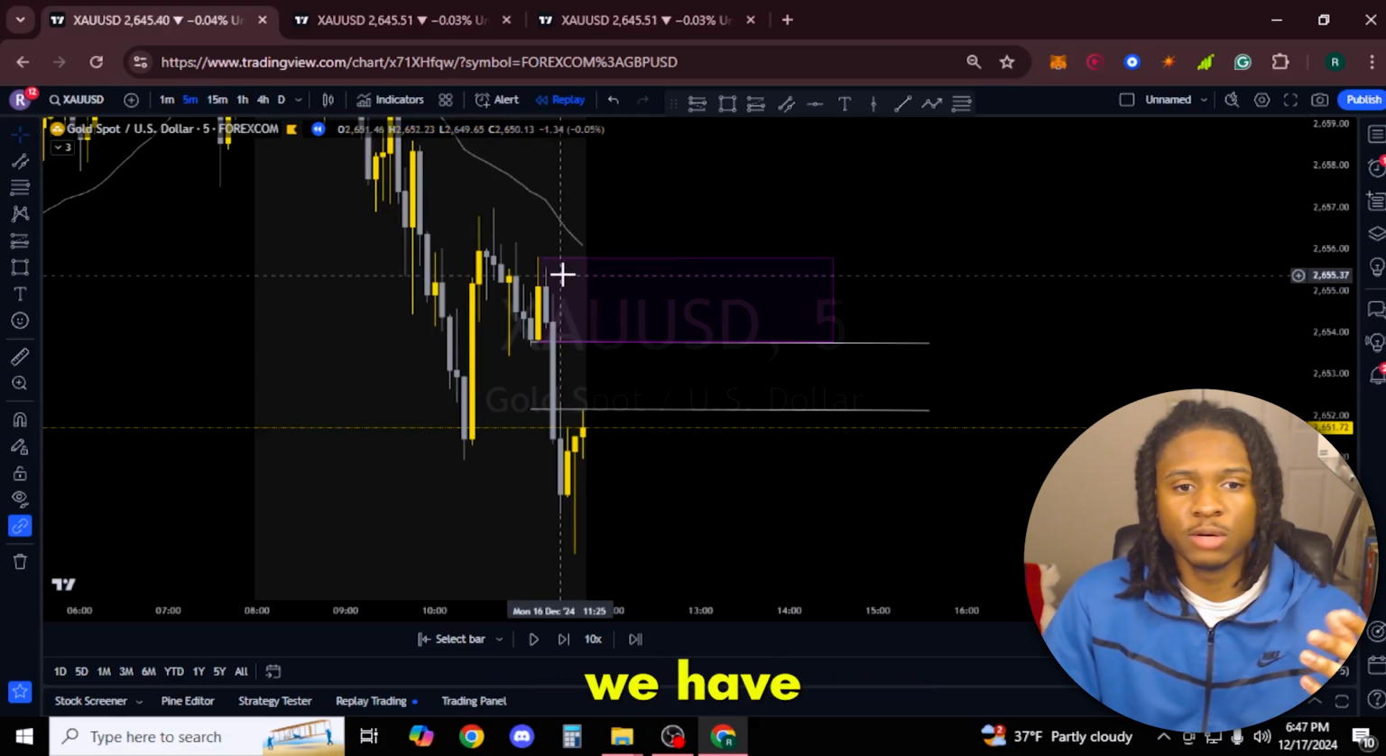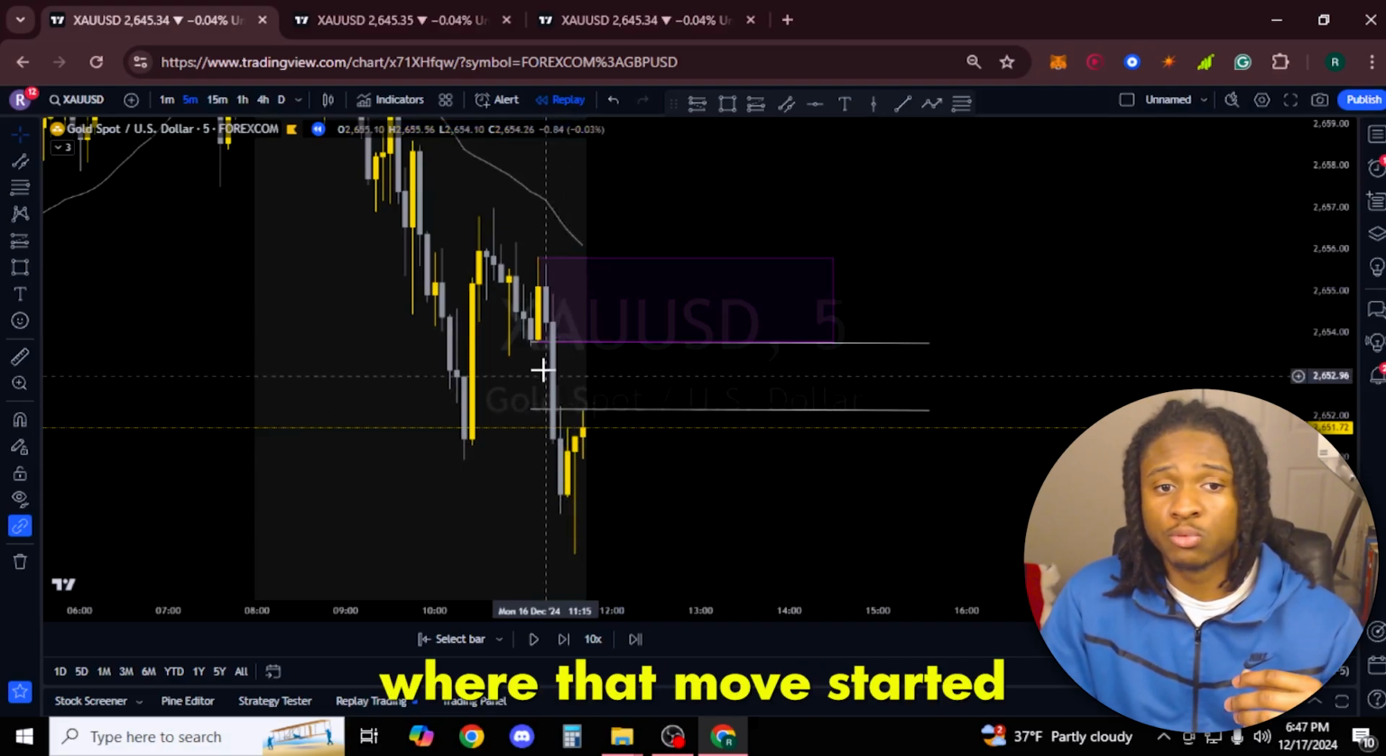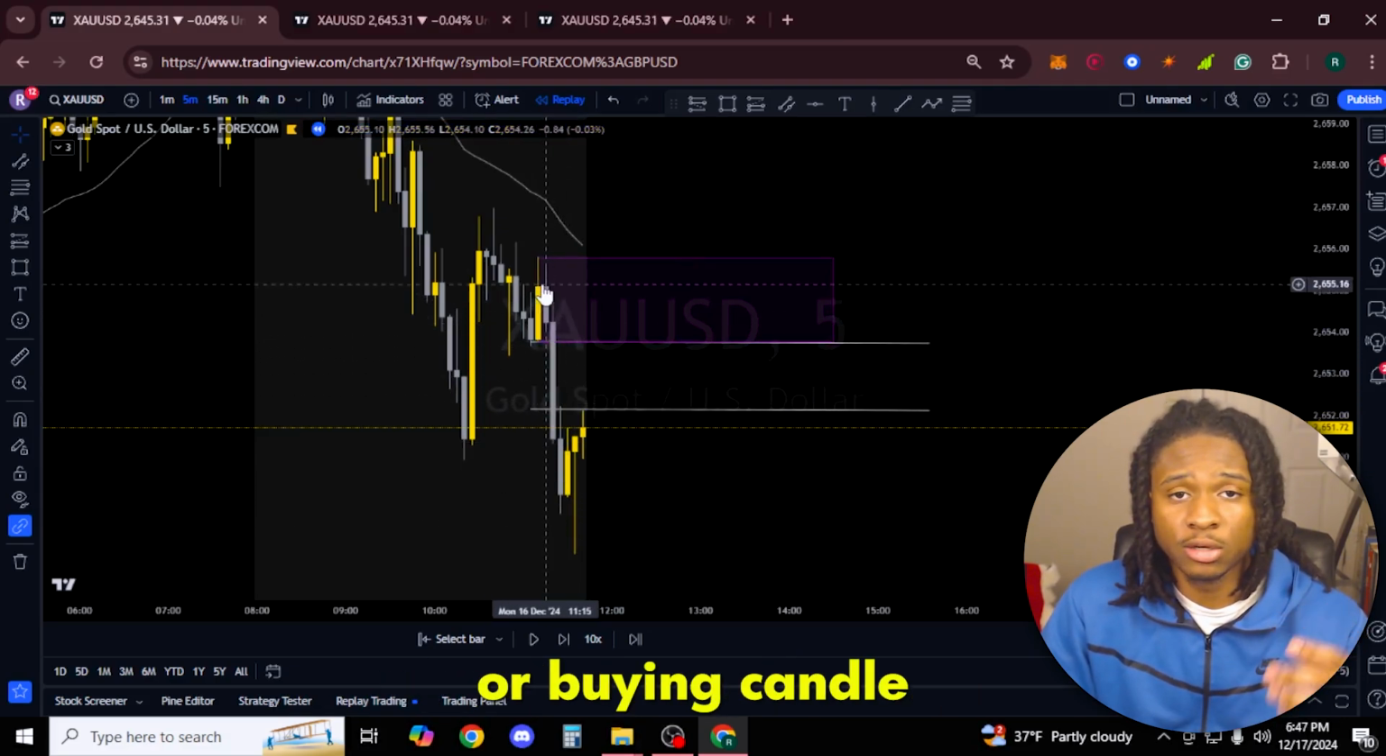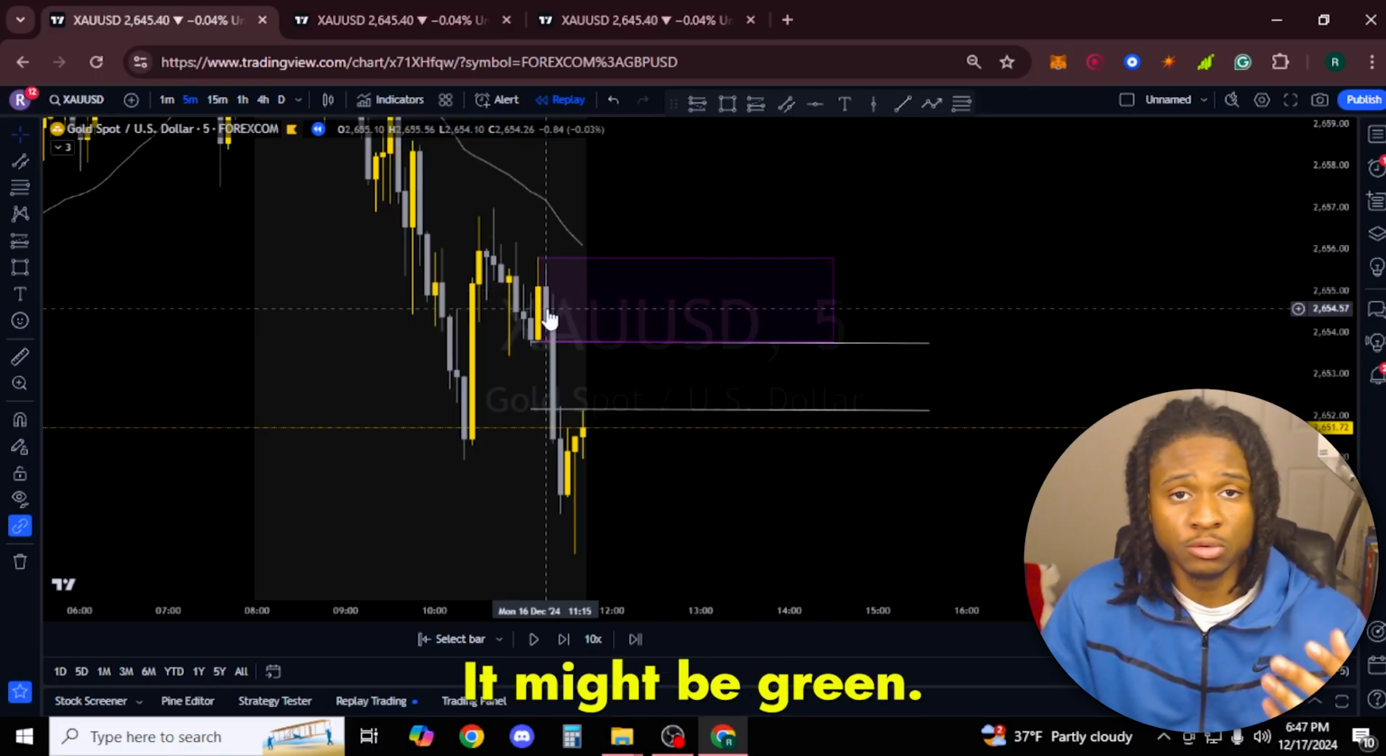So as you see here, we have aggressive selling. So we go to where that move started, which would be the last green or buying candle. For here, it's my yellow candle. For you, it might be green.